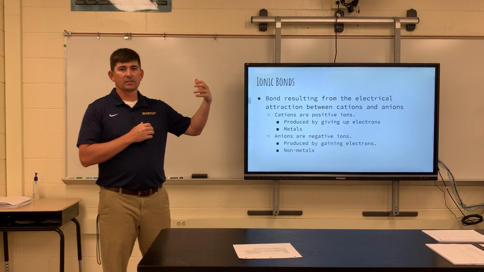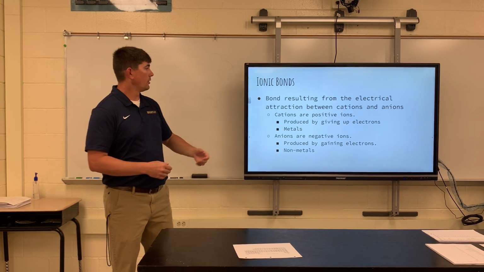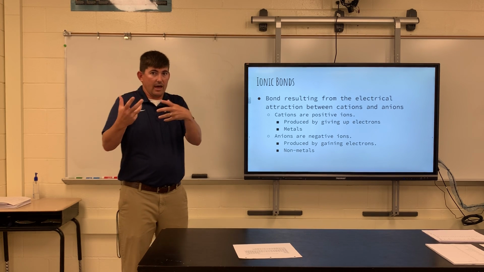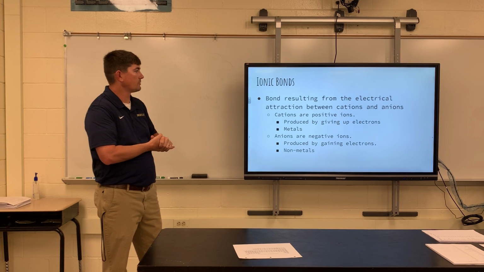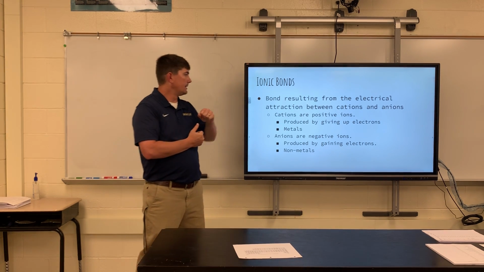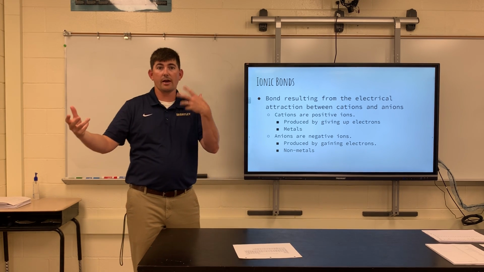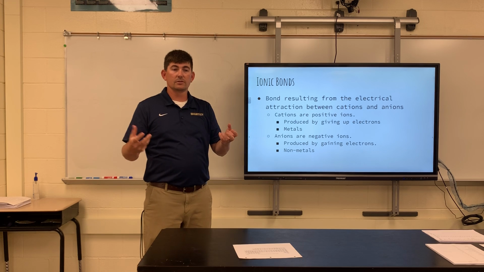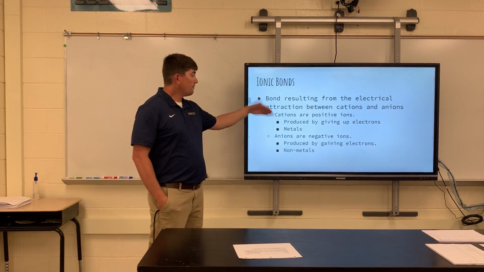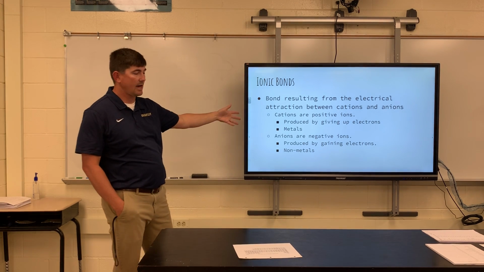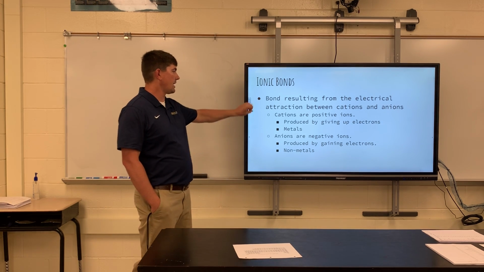So cations we know are positively charged ions. Remember, an ion is just simply an atom or a group of atoms with a charge. So a cation is a group of atoms or an atom that has a positive charge. That means in order to have a positive charge, they've given up an electron, and because they've lost an electron, now they have more positives than they do negatives. So they are, as a whole, positively charged, right? Metals tend to be cations, okay? We talked about this in the last unit on the periodic trends, but metals tend to be cations.